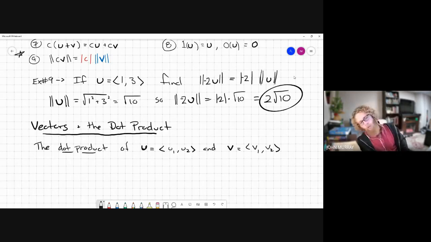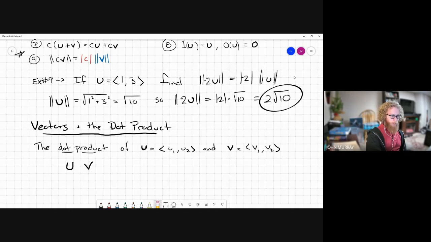Okay, so we have two vectors, u and v. All right, so we have u1 and u2, and v1 and v2. So the dot product looks like this. It's going to be u dot v. Okay, it's like the multiplication symbol. Sometimes it's a little bolder.